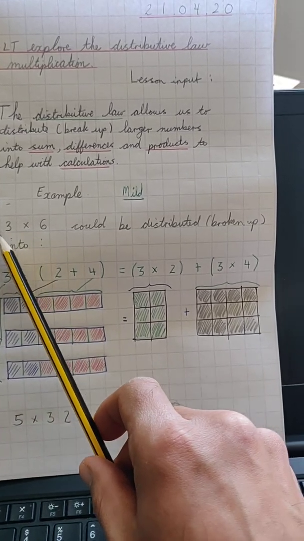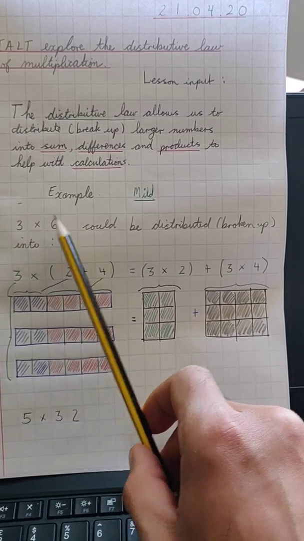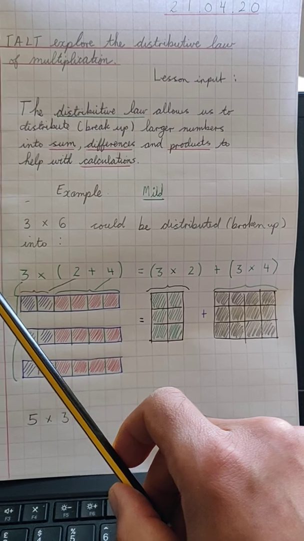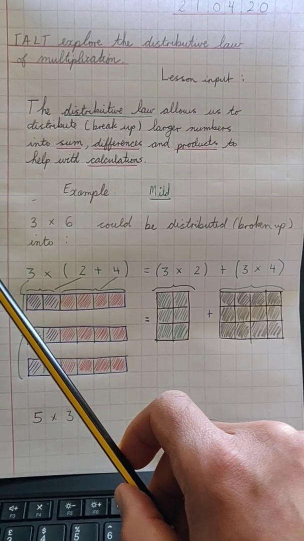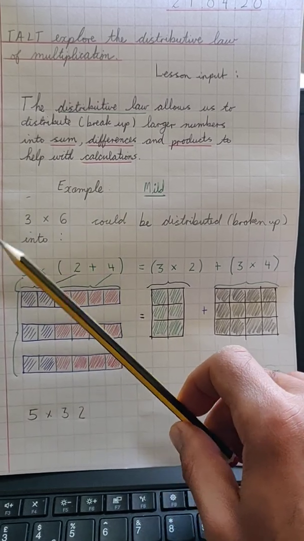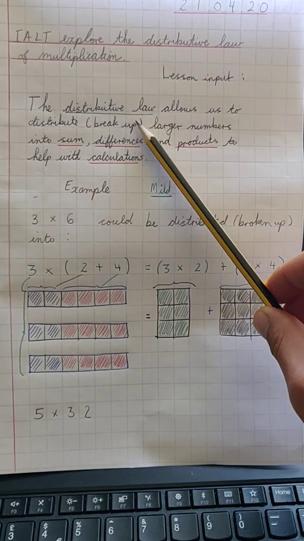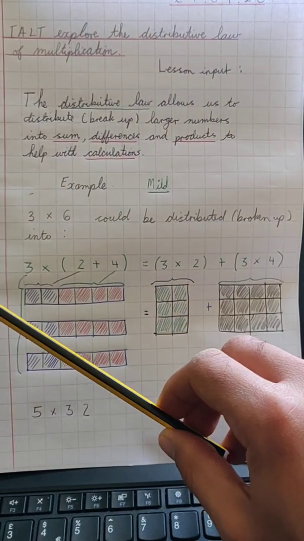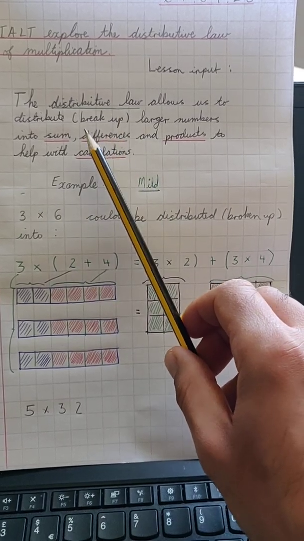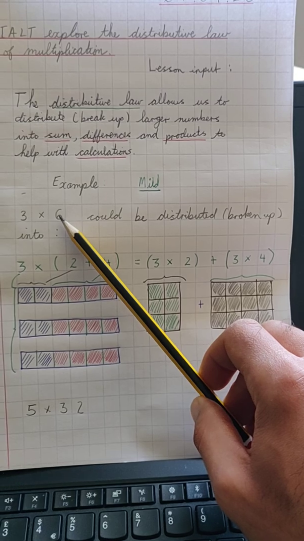So, for example, we have 3 times 6. I know that every single one of you would probably tell me right away the answer to 3 times 6, which I hope you tell me is 18. Okay, that's great. But we're going to use this particular example to help us understand the distributive law. Okay, so we have 3 times 6. Now, the distributive law says that we can break up large numbers.